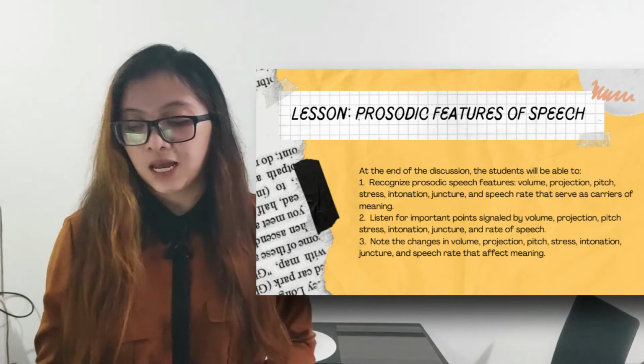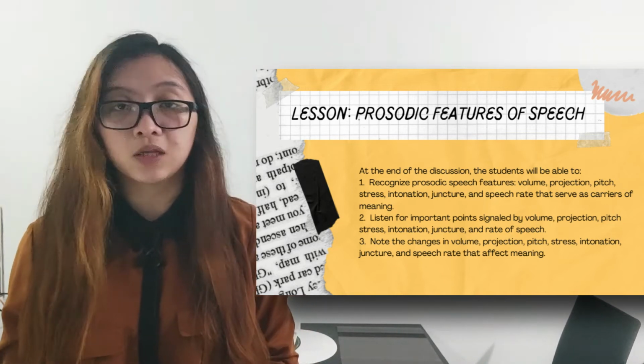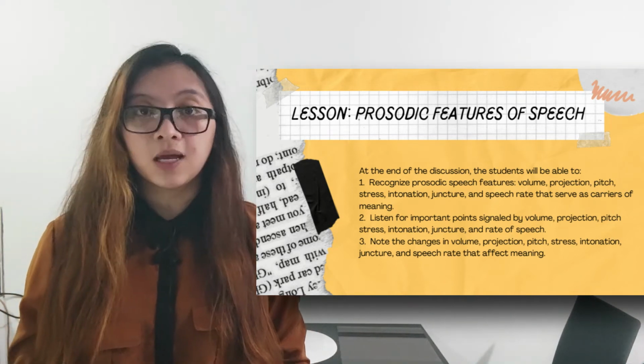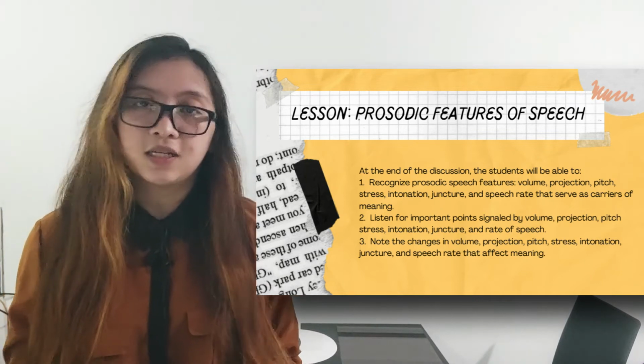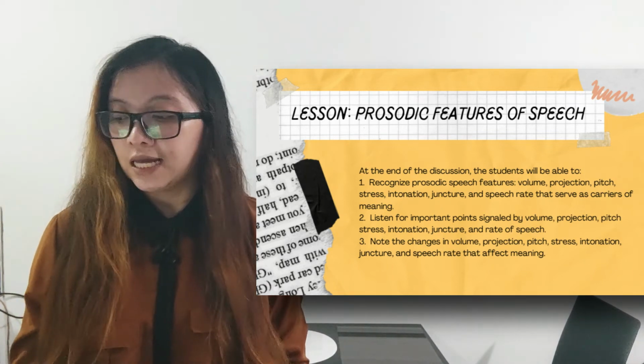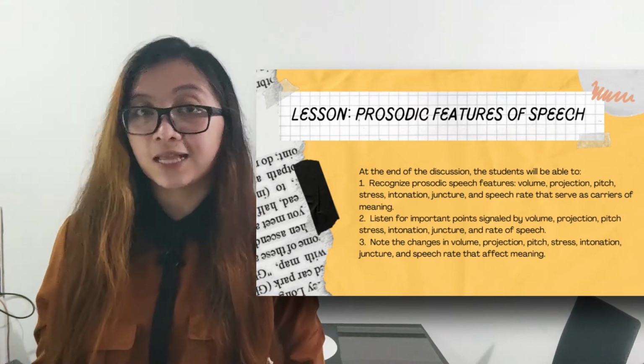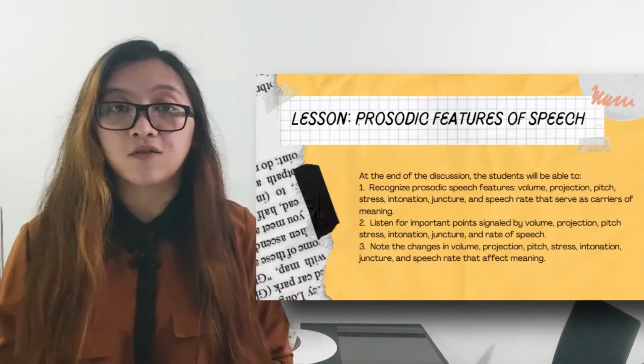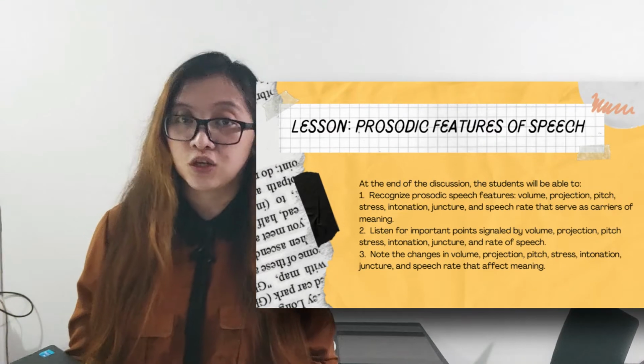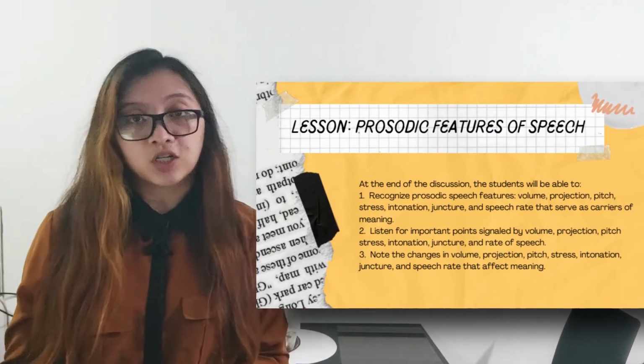The second is listen for important points signaled by volume, projection, pitch, stress, intonation, juncture, and rate of speech. And lastly, note the changes in volume, pitch, stress, intonation, juncture, and speech rate that affect meaning.